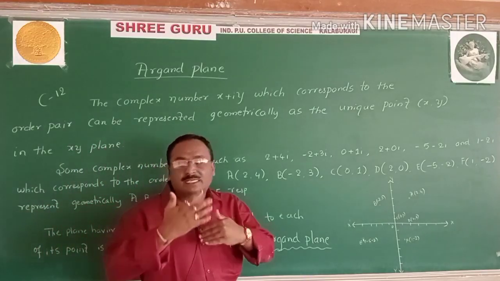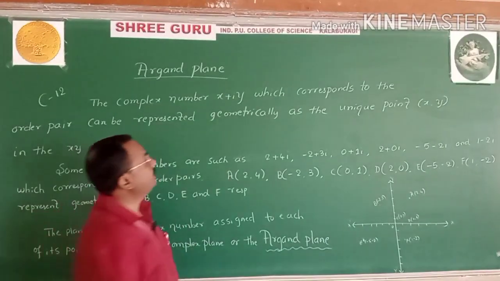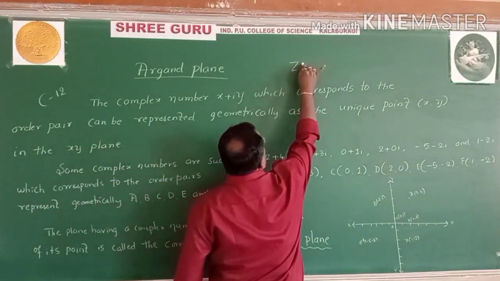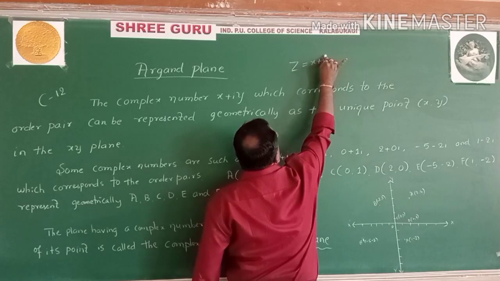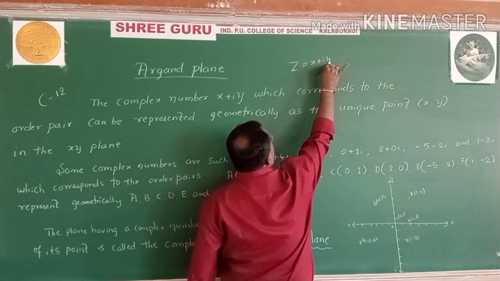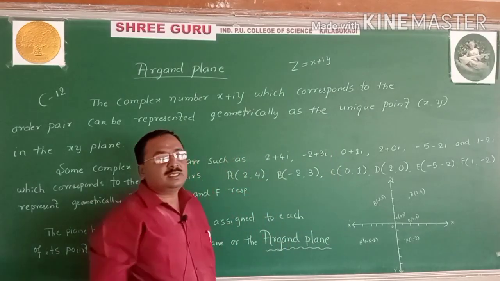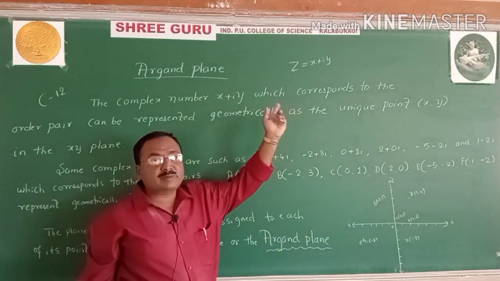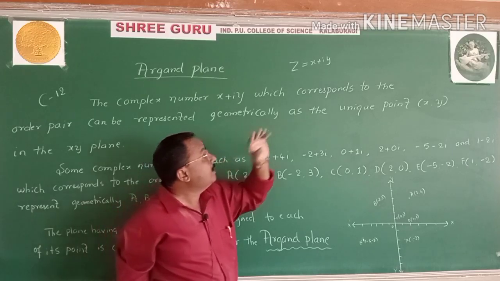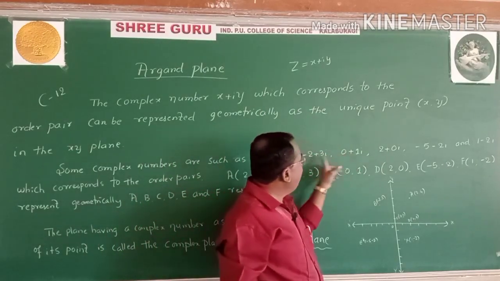For z is equal to x plus iy, here x is the real part, y is the imaginary part. X means on the x axis, y means on the y axis. Here the real part is x, the imaginary part is y. Here consider the points.